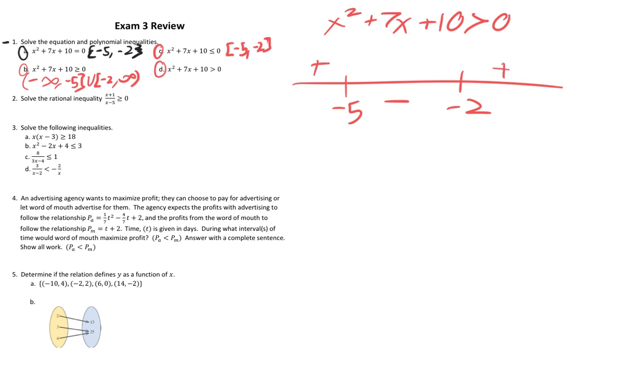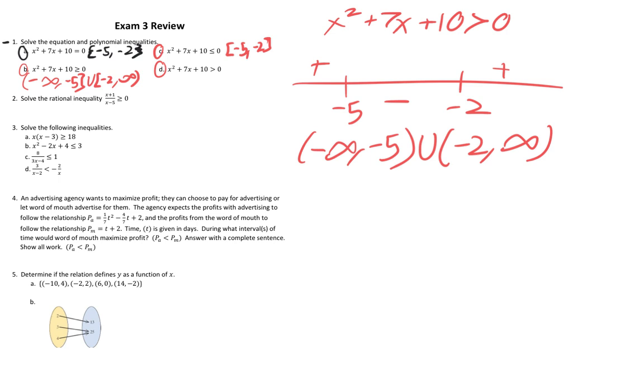So we don't want to know when it's equal to 0 now, just when it's greater than. So it's going to be from -infinity to -5. We're not going to include -5 this time. Pick back up from -2 to infinity. We don't want to include -2 because we don't want to know where it's at 0, just when it's greater than.